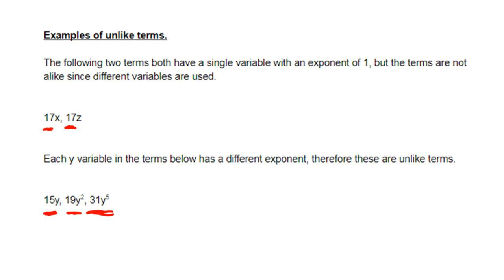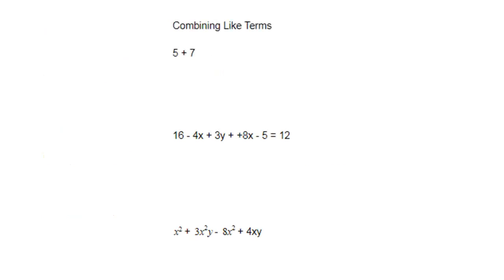And finally, if we look here at combining like terms, 5 and 7 are both constants, so we can combine those. That'll give me a 12. If I look here at the second one, a little bit tougher to see, but if we sort them all out, so 16 and negative 5 are my constants, negative 4x and 8x are another term. They are my x terms. And then I also have a y term, my 3y value.